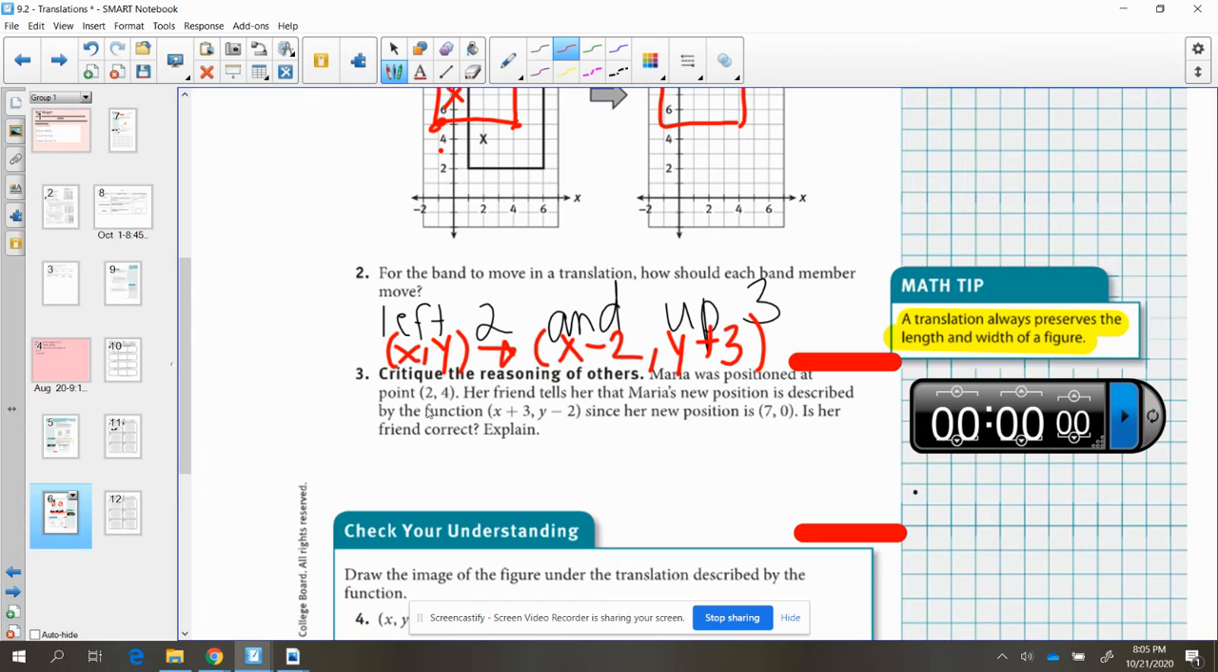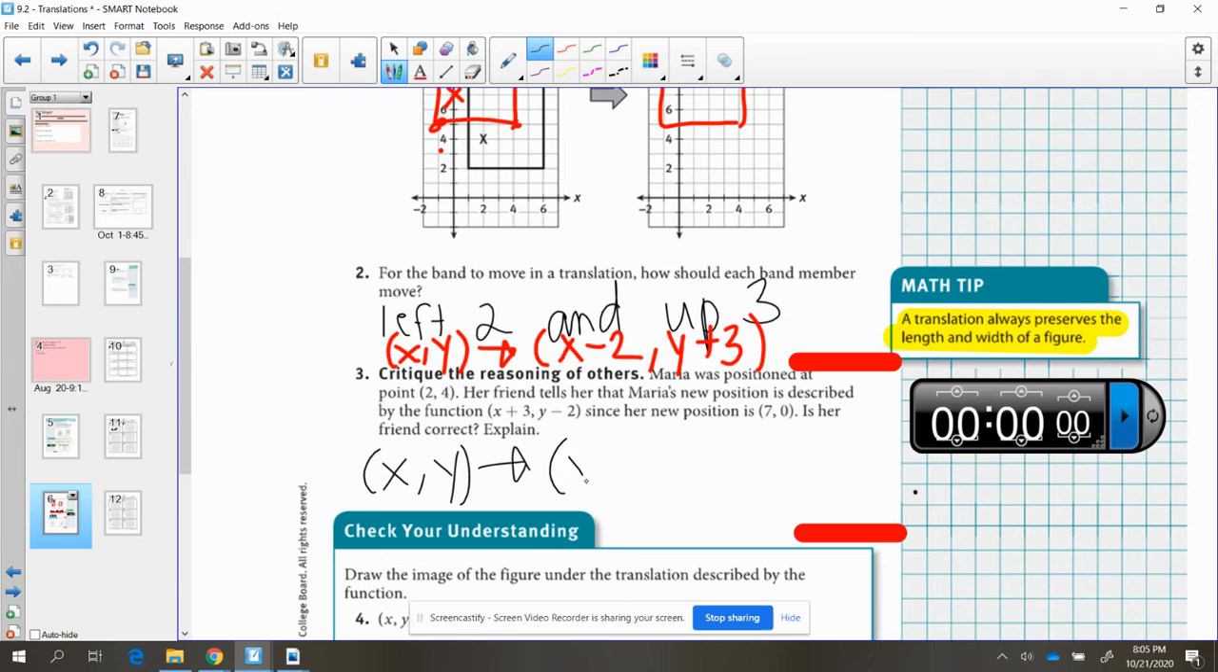Now Maria herself is positioned at 2 comma 4, and her friend tells Maria that her new position is going to be described by this function here, since her new position is at 7 comma 0. Is her reasoning correct? Okay. Well, not precisely, right? Because if we look at this function rule, what we'd be saying is that she would need to move 3 units to the right.